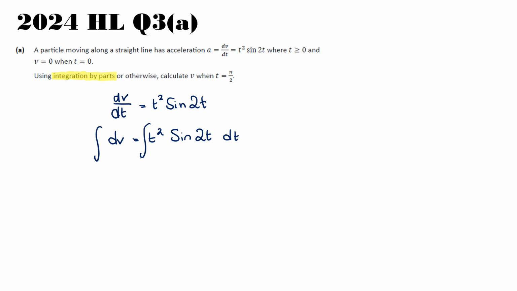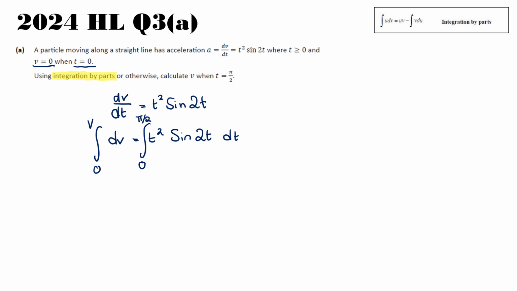Our limits of integration: we're told that when t equals 0, v equals 0. So when t is 0, v equals 0, and then we want to calculate v when t is pi over 2. I'm going to go straight to pi over 2. That's going to make our lives so much easier. You are welcome to go to t and then sub in your pi over 2. It's completely up to you.